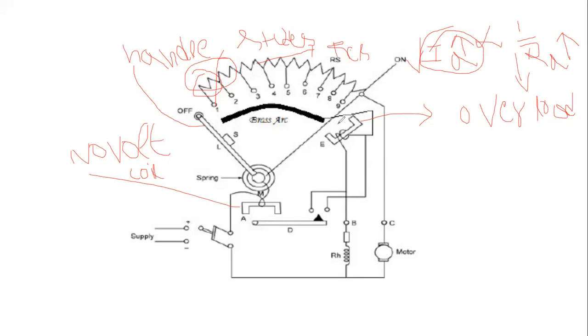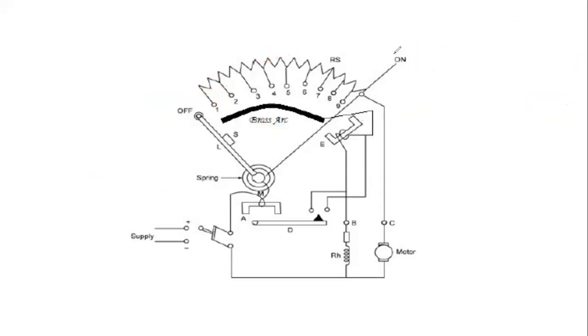This is the no volt coil and this is the overload coil. If any overload is obtained, this magnet automatically demagnetizes, and the handle moves to the off position. The purpose of the no volt coil is that if there is no supply to the circuit, this magnet is de-energized and puts the handle from the on position to the off position. This is the working of a 3-point starter. Understand now?